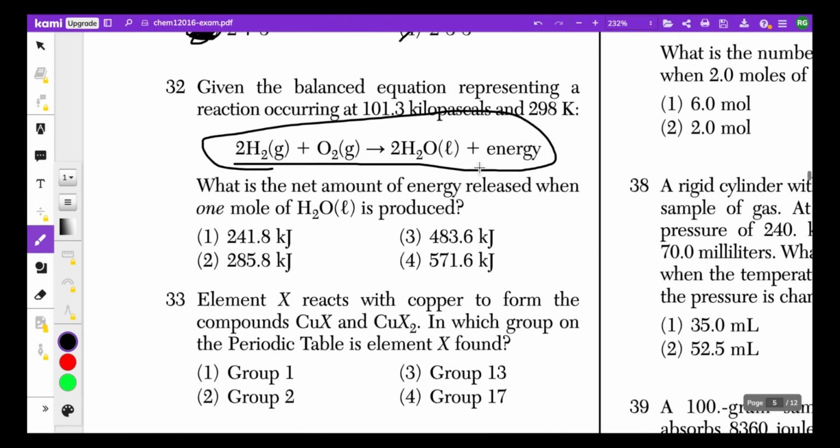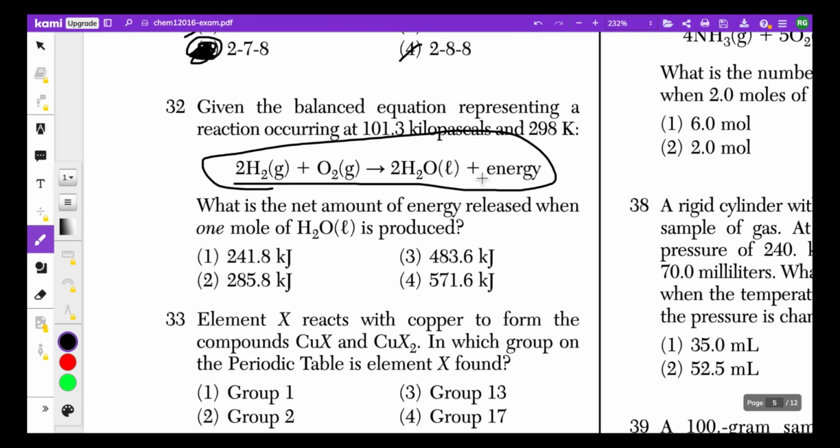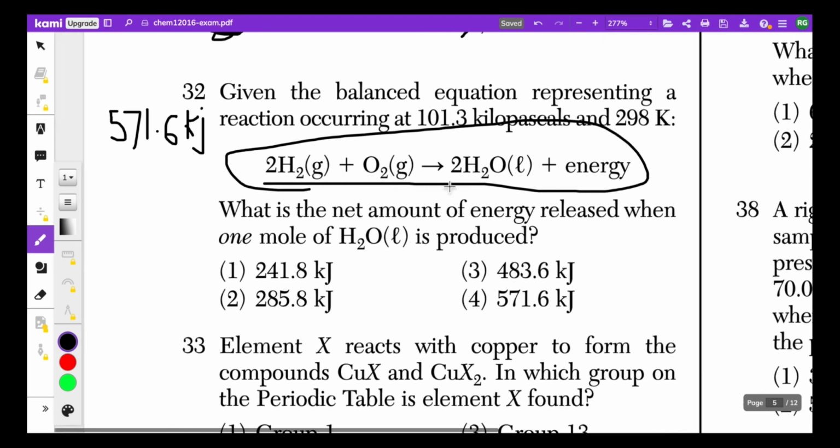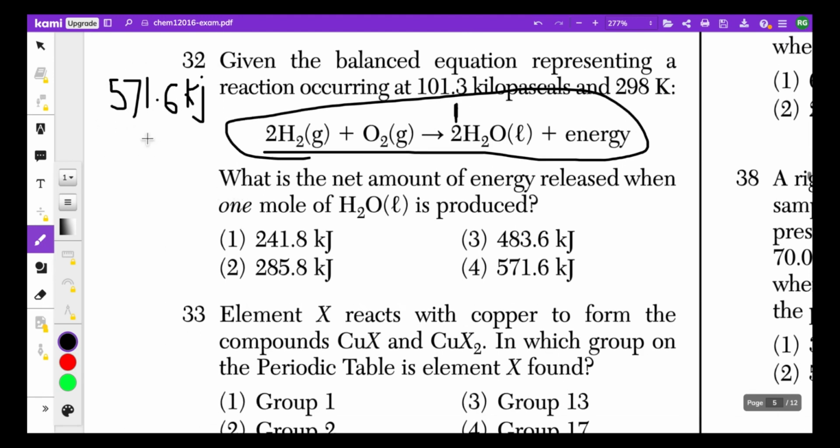Now, if you go back here, remember the amount of energy we released is 571.6 kilojoules. All right, that's how much energy we released. Now, in the reaction, you can see that for every 2 moles of H2O that's produced, we release this much energy. But if we produced 1 mole of H2O, if we produce half as much water, we're going to expect half as much heat released. So it's going to be half of this, which is going to be 285.